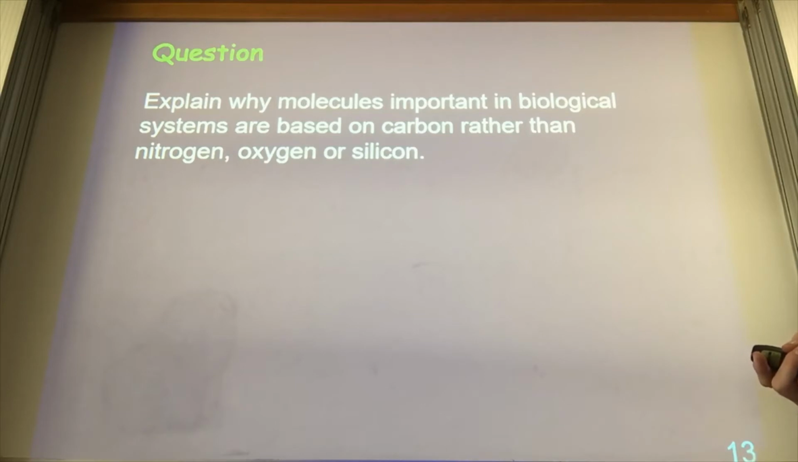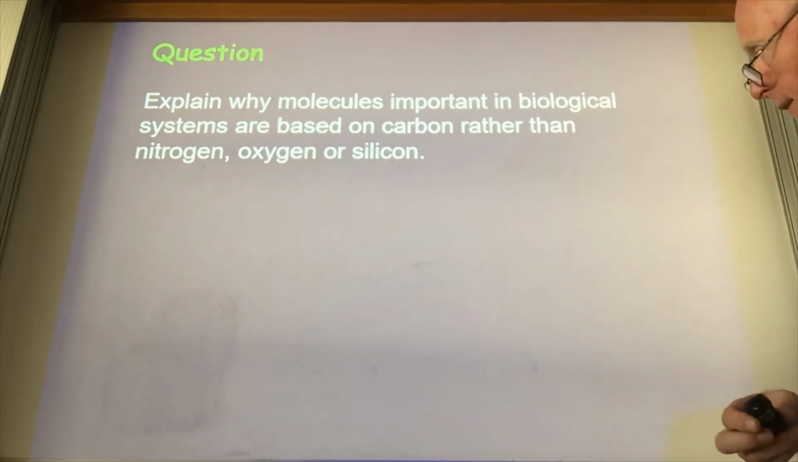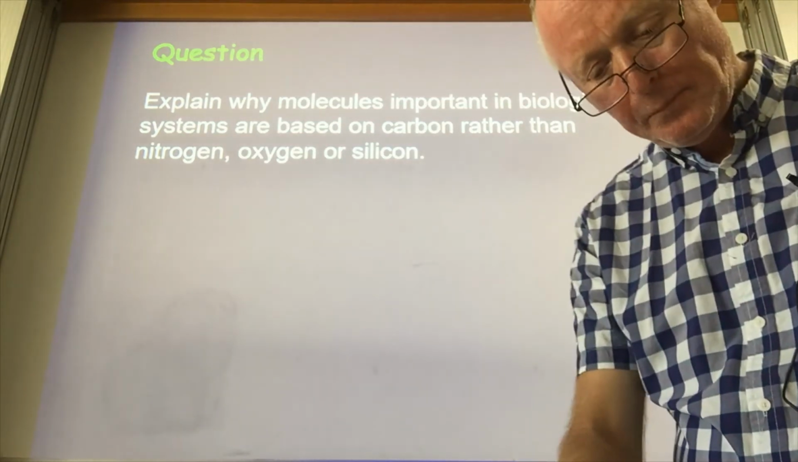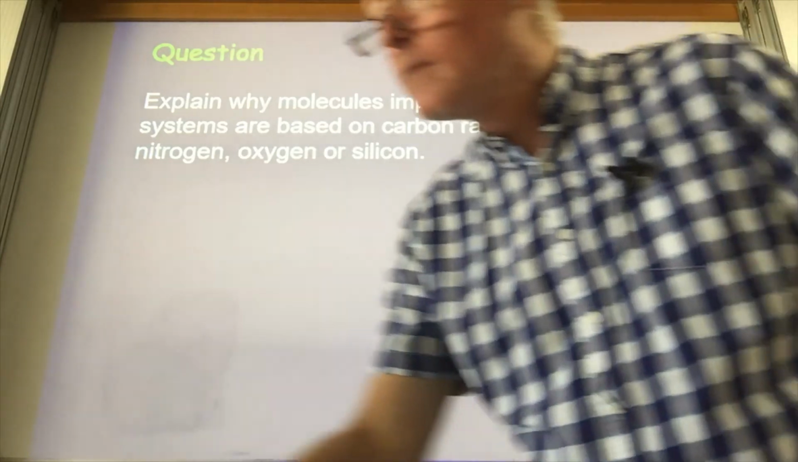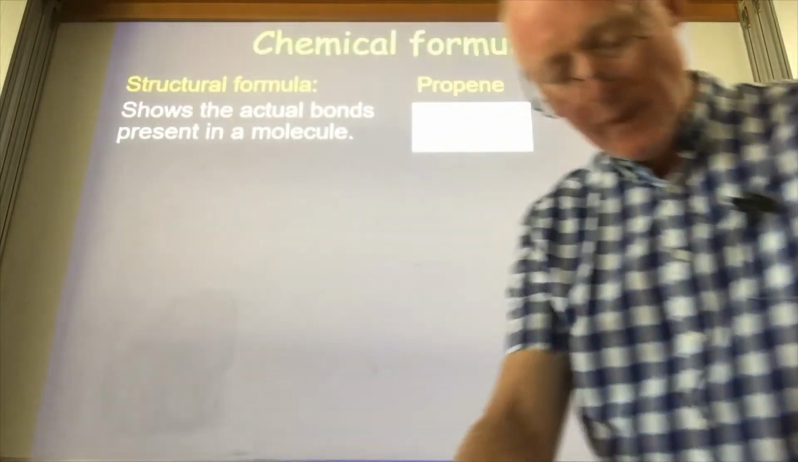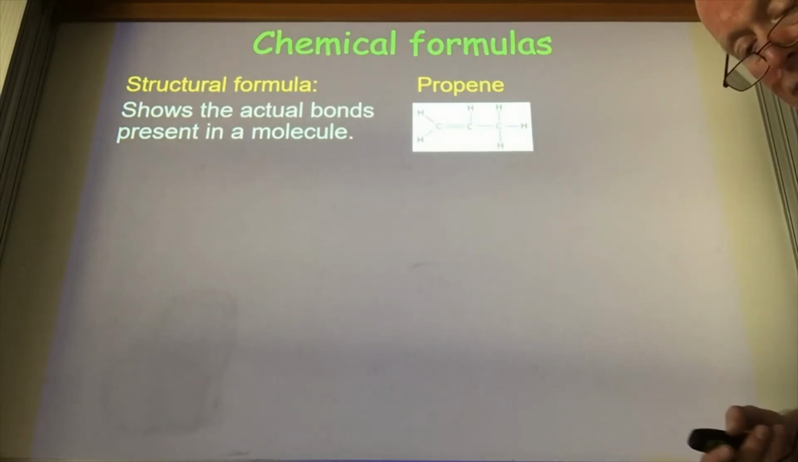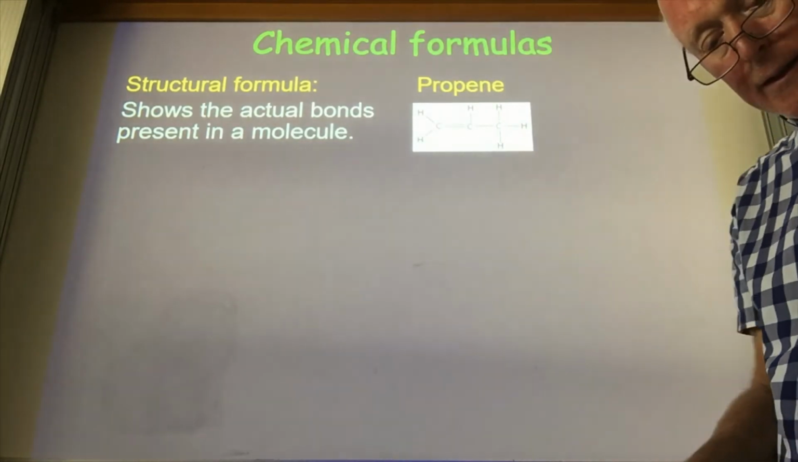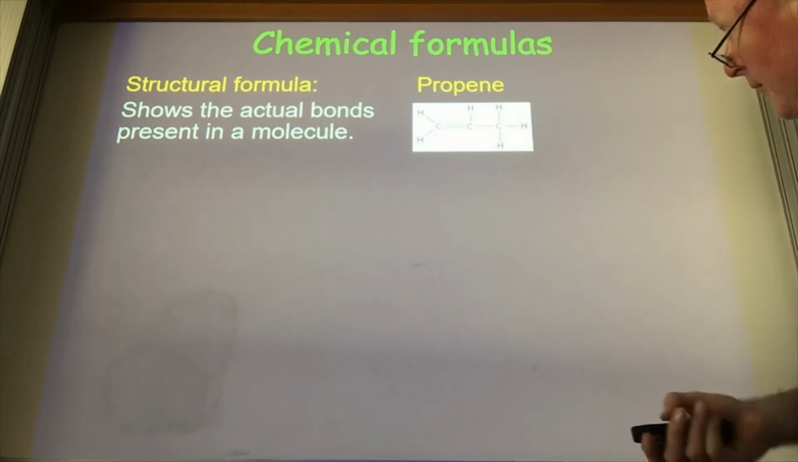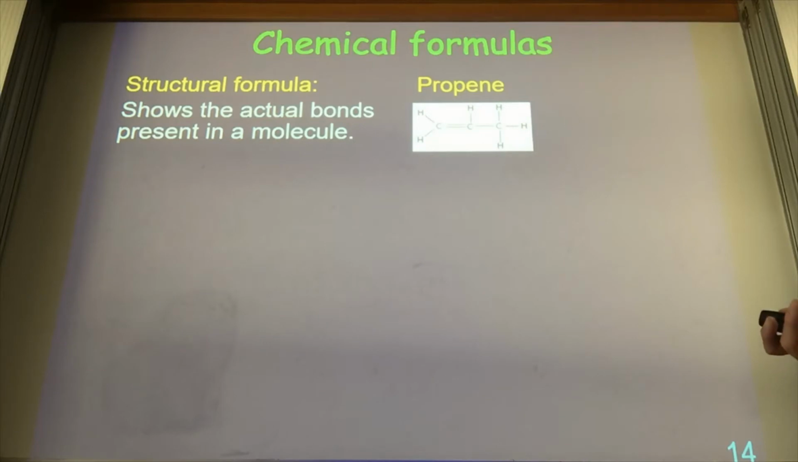Do this question, submit your answer, basically summarising what we've just been over. And then let's have a look at just to get our heads around the different ways of representing chemical formulas. So a structural formula contains a lot of detail about how the bonds join the atoms together. So propene, got a carbon-to-carbon double bond and then another single bond and all the hydrogens are attached. Structural formula shows the actual bonds present in the molecule.